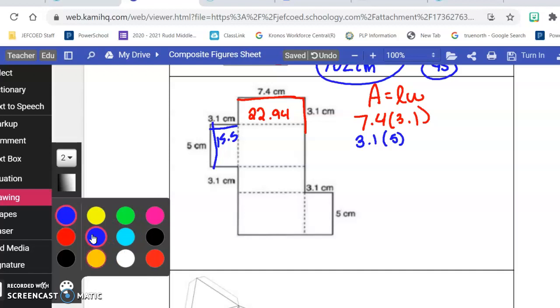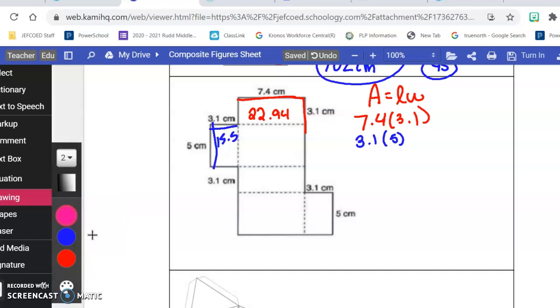Okay, my next one up, and notice I'm just using different colors, guys. This one right here is a 5, and this one right here, notice that matches up with there, that's a 7.4. So it's a 5 by 7.4. So when I put that in my calculator, 5 times 7.4 equals, I get 37. Okay, so let's put that in, 37.